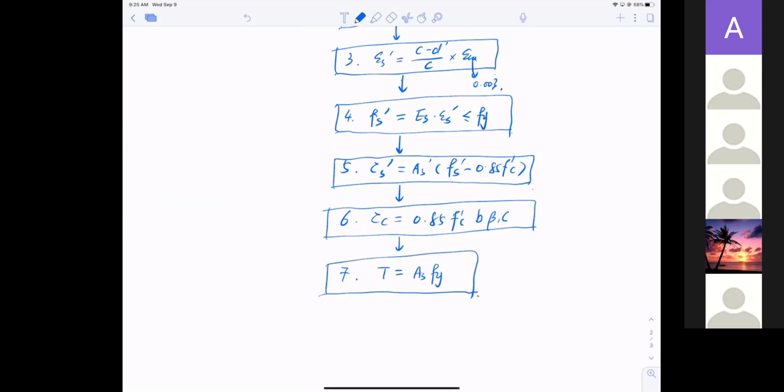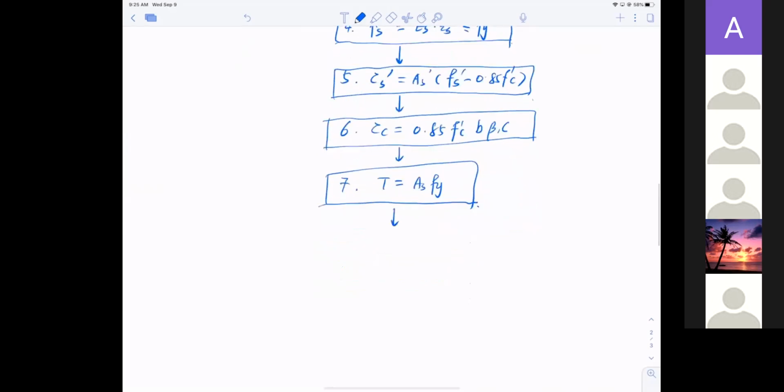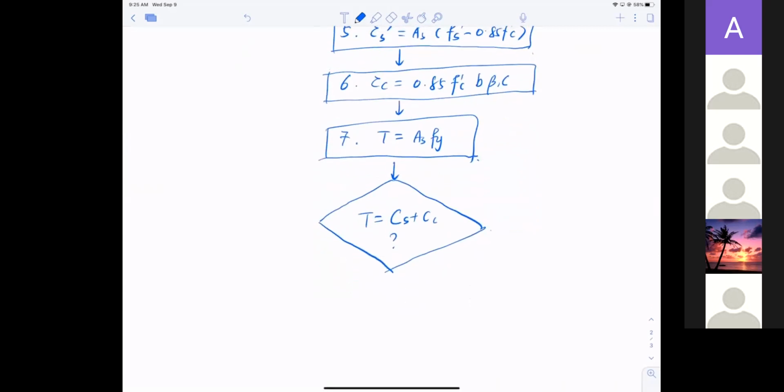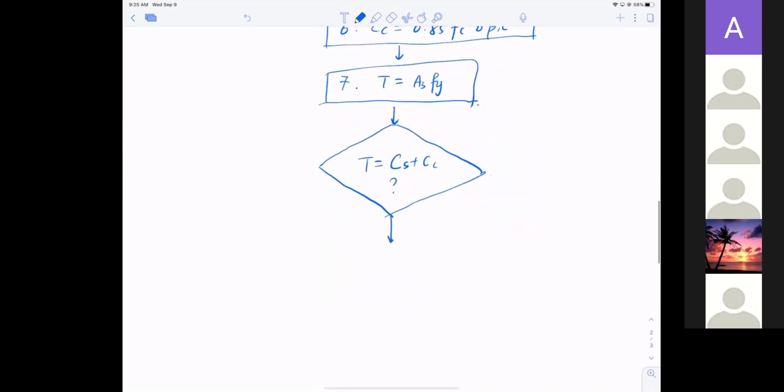So I have the tension, I have the compression, so I come to a decision-making step: is my tension equal to compression? If I got lucky and yes, the tension balances out the compression, so everything's good. I will just move forward to check the steel on the tension side, and that is D minus C divided by C multiplied by epsilon Cu. I have to make sure the tension side yields.